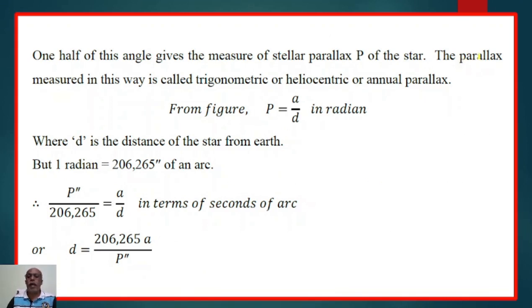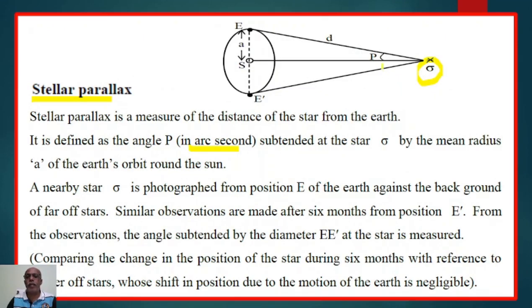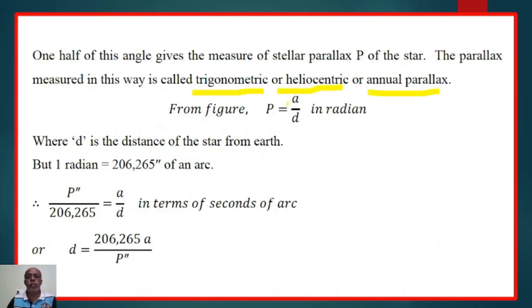Now, the parallax measured in this way is called the trigonometric parallax or heliocentric parallax or annual parallax, since the parallax is measured only once in a year. Therefore, it is called the annual parallax. From the above figure, we have tan P is equal to opposite by adjacent. So, tan theta is opposite by hypotenuse. That is tan P equals A by D.